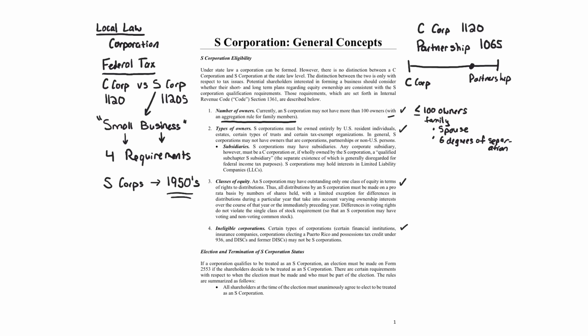Now, U.S. citizens, U.S. resident individuals, you have to be a U.S. citizen or U.S. resident. Estates, trusts, certain types of tax-exempt organizations. The main thing is that you can't have entity owners. So an owner of an S corporation cannot be a corporation, partnership, or non-U.S. person. So the key there is that you can't have an entity own an S corporation.